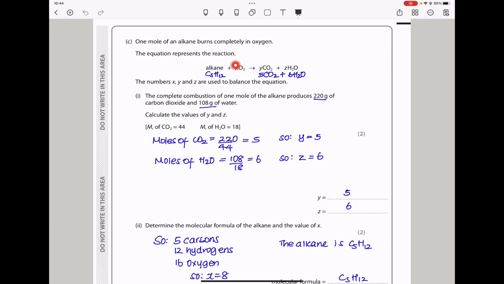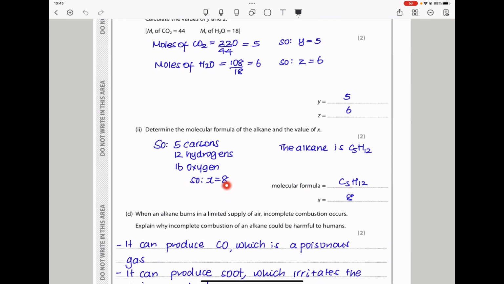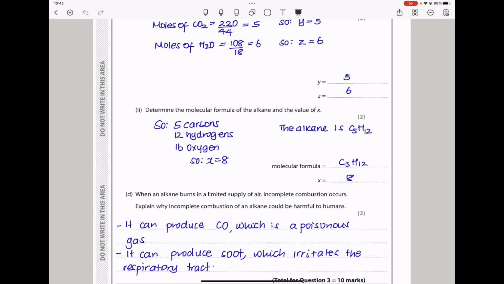And to balance this oxygen here, we have to find the total number of oxygen atoms the other side, which is going to be 6 plus 10, which is 16, meaning X is equal to 8. So as I showed here, X is 8, and that's my answer.